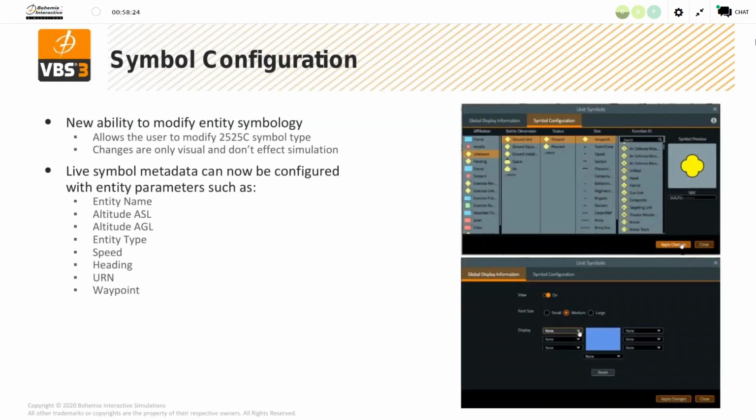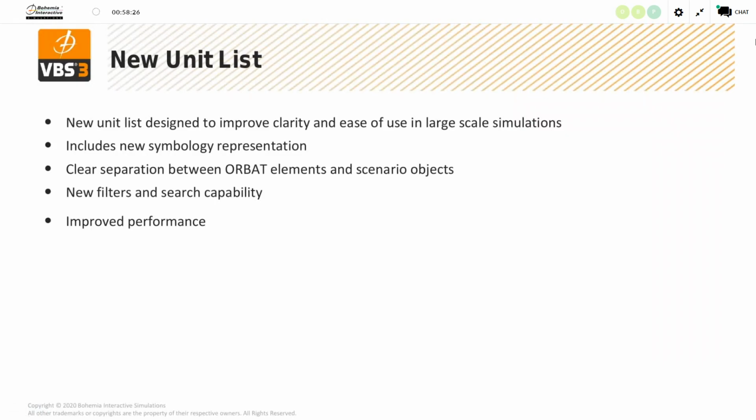Let's go back to the slides. We have a new unit list, which you may have got a glimpse of in one of those videos just there. Essentially, we've taken the old unit list, which hopefully, if you are a VBS3 user, you will know very well, and greatly improved its clarity, the way the symbols are represented, and the ease of navigation, things like filtering, and most importantly, actually, we've improved the performance.